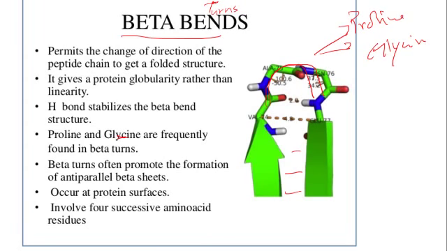Glycine and proline are frequently found in beta turns. And as we see here, it gives a protein globularity rather than linearity.